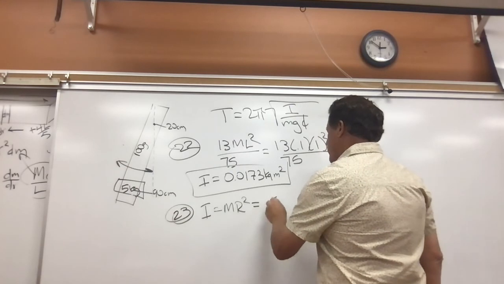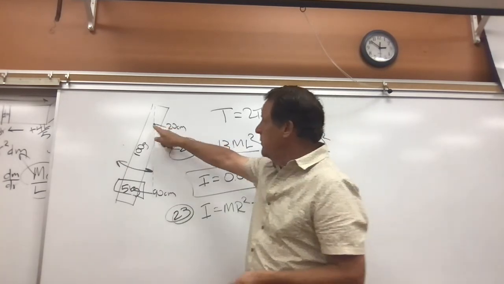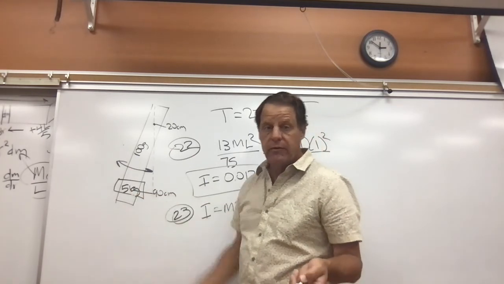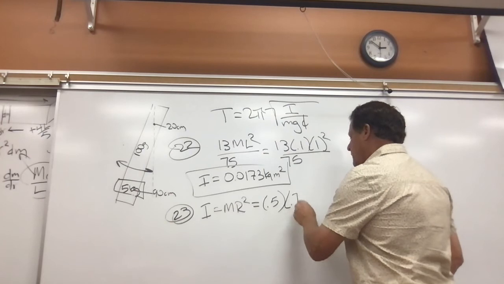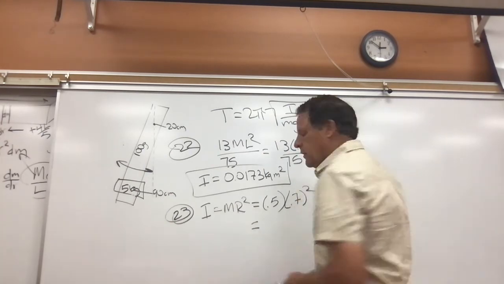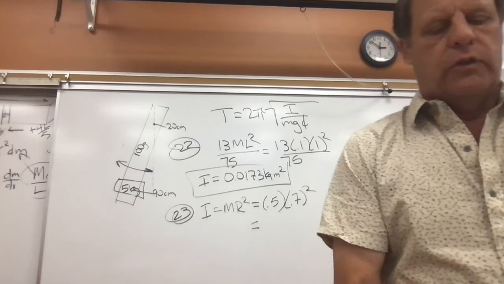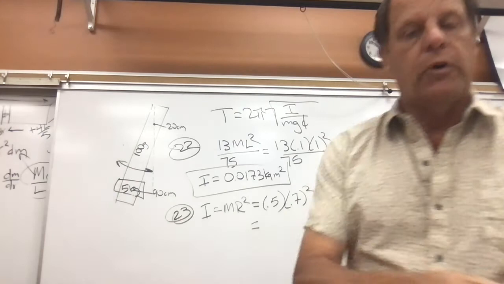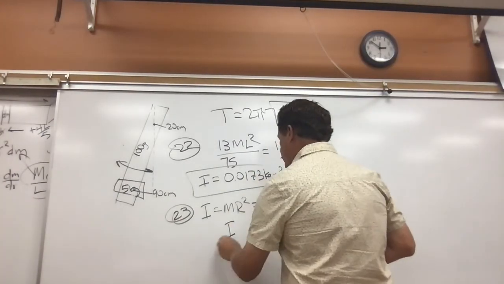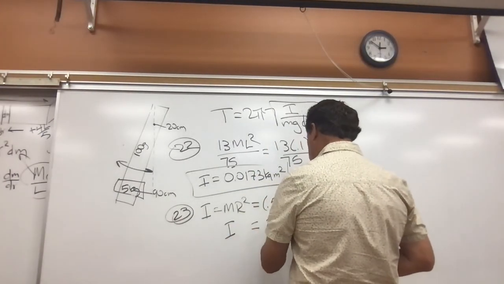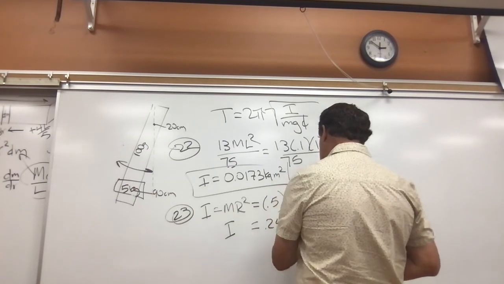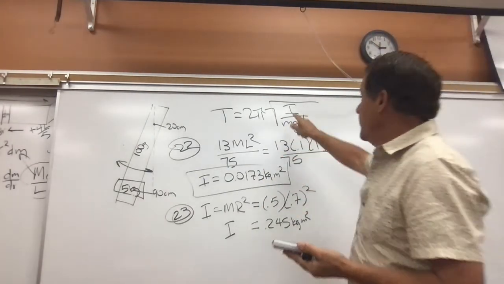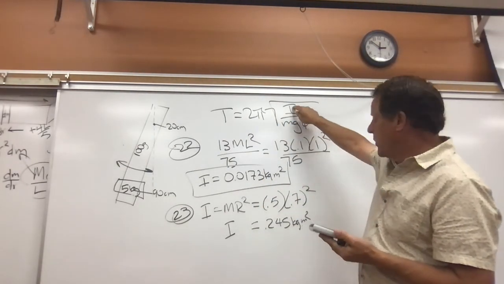So this is going to be 0.5. Now, the distance from the 20 centimeter mark out to where the 500 gram mass is at 90 is going to be 70 centimeters, or 0.7, and that gets squared. Okay. So 0.5 times 0.7 squared is going to give us 0.245. Okay. So the I for 23 is 0.245 kilogram meters squared.